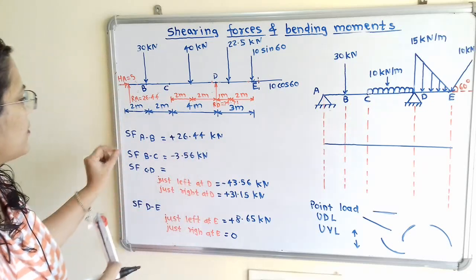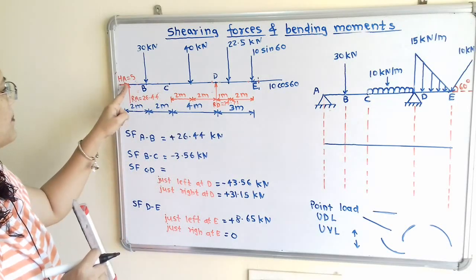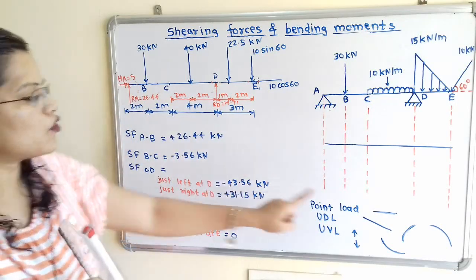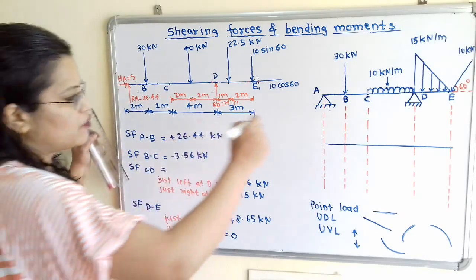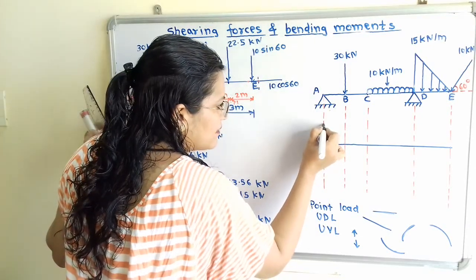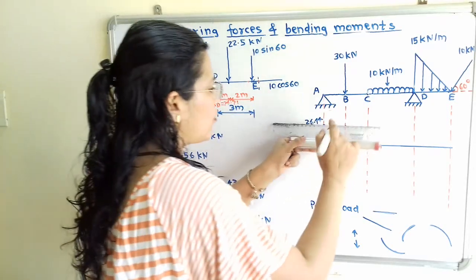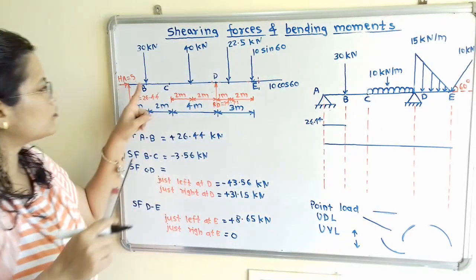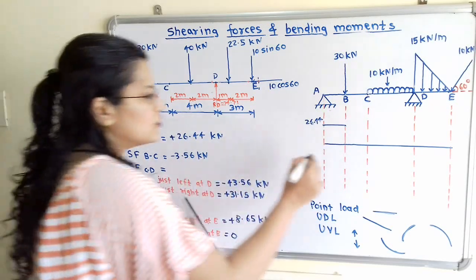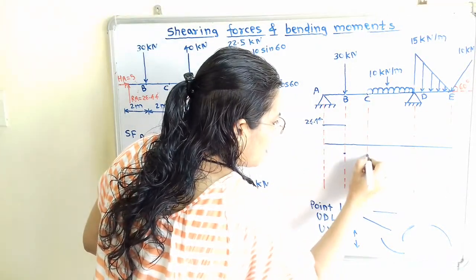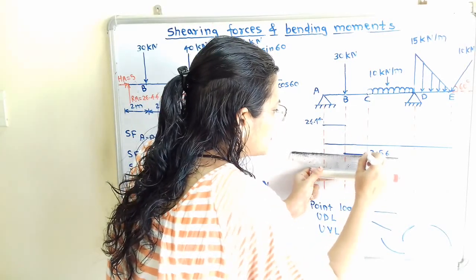Now we will move for shear force in between section AB. So in between the section AB there is the point load. So for point load we have to show the constant line. So magnitude is plus 26.44. So for the positive sign we will show here 26.44 and we will show this with a constant line. Now we will move to the section BC. So for section BC it is minus 3.56. So for minus sign we will show in the downward direction. So it is 3.56. So again we will show with a constant line.